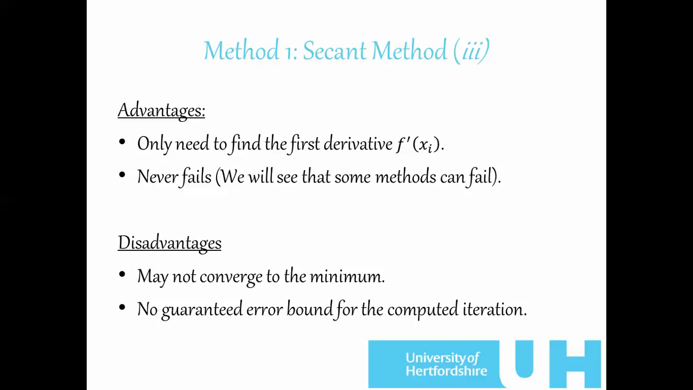The advantages of the secant method are that it only uses the first derivative, so we don't have to calculate anything else apart from the first derivative. Another main advantage is that it will never fail. We'll see that some other methods that we'll be looking into can fail. The disadvantages of the secant method are that it may not necessarily converge to the minimum. It could just stay at one point and stop. And we have no guaranteed error bound for the computed iteration. What that means is that we don't know if we're shooting too far out or whether we are too close to the first point that we had.